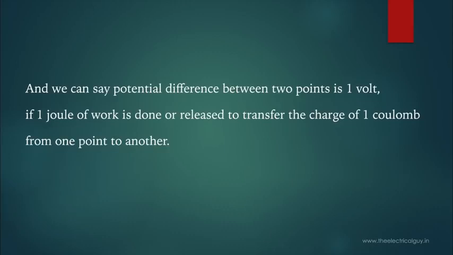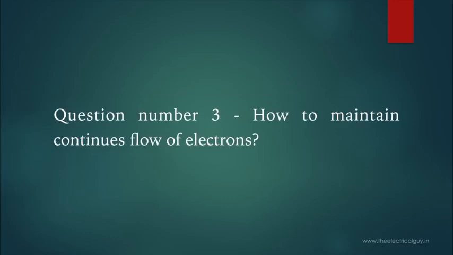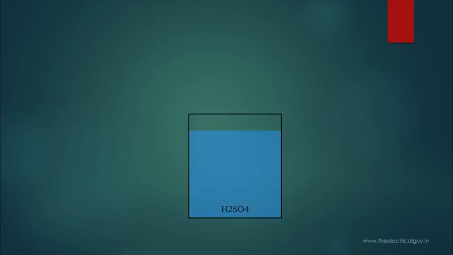So let's move on, and question number 3 is how to maintain continuous flow of electrons. We have seen that we can move electrons from one point to another using potential difference or voltage, but how do we maintain that flow? Let's check that out. So here we have a flask filled with a solution called H2SO4. It is also called electrolyte. In H2SO4 we have placed a copper rod as an anode and a zinc rod as a cathode.